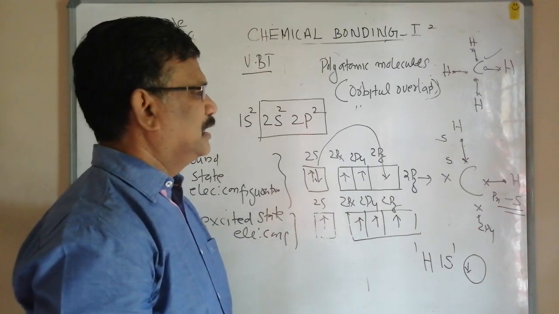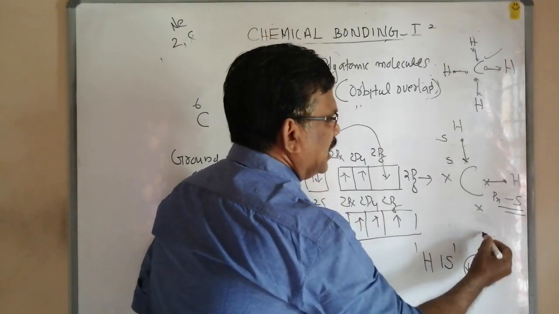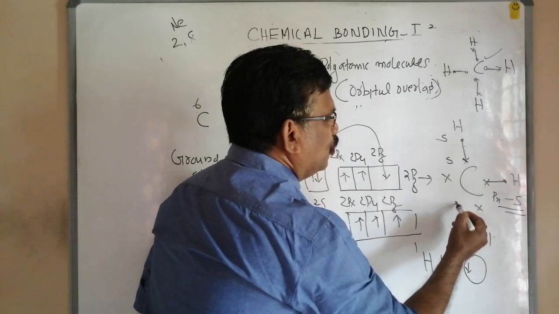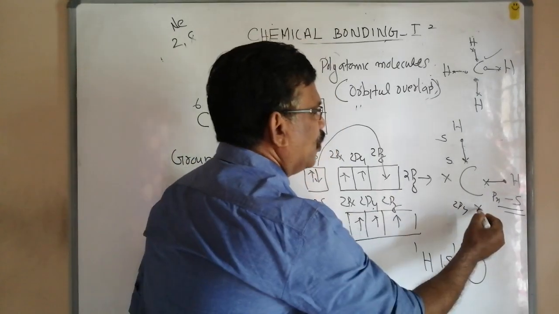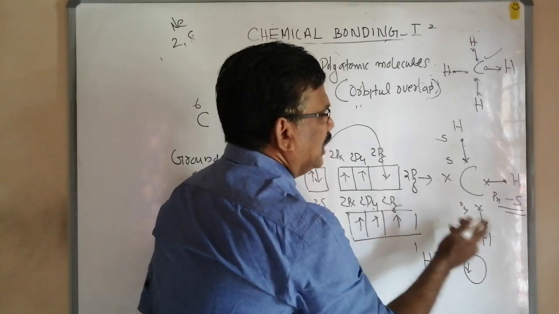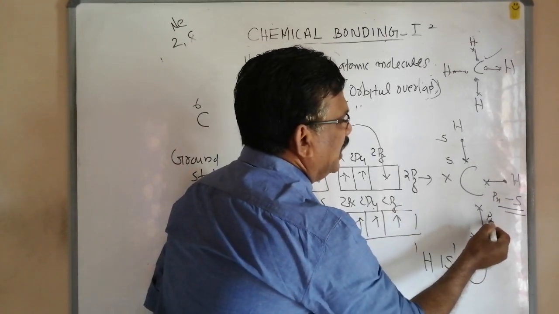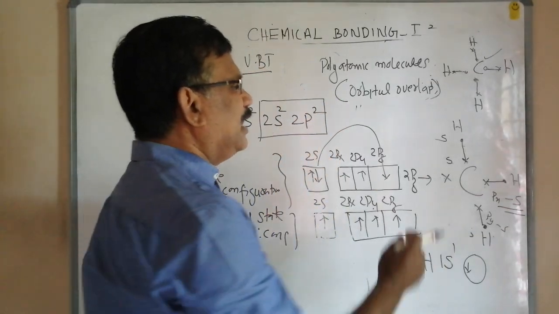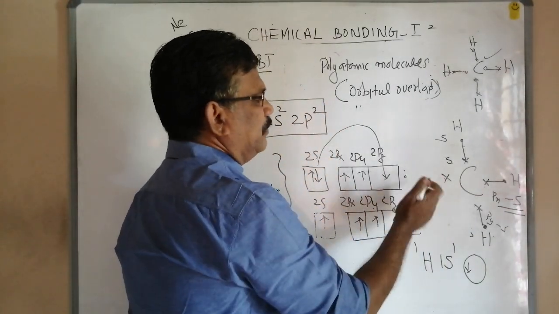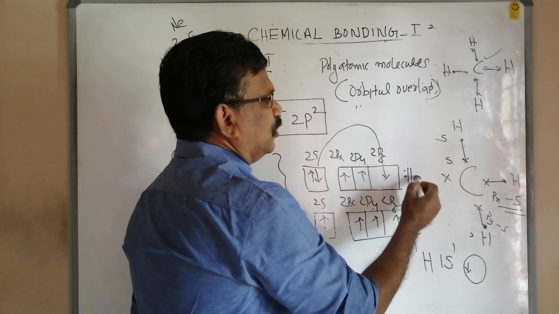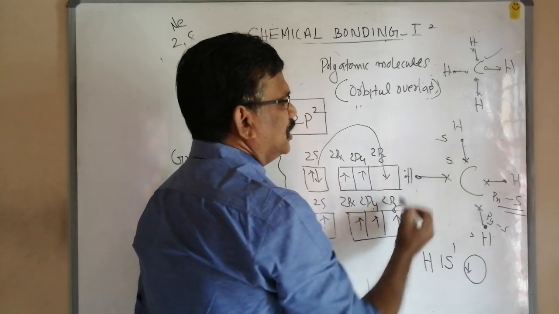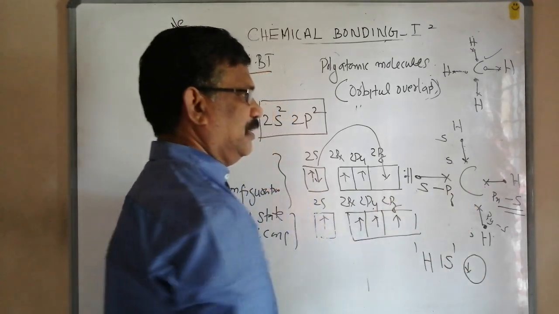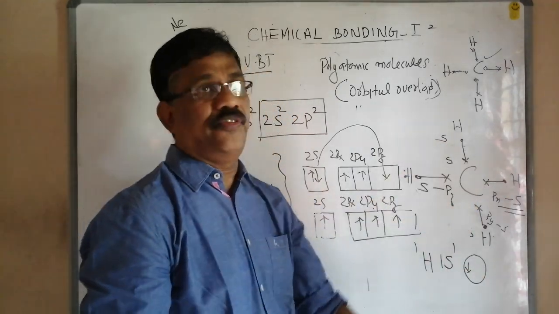Similarly, again hydrogen comes with its s1 electron, and this is a 2py electron, and a covalent bond is formed, and this is s-py overlapping. And again the last hydrogen atom came with its s1 electron, and a covalent bond is formed. This is s and this is pz overlapping. So this is methane, CH4.